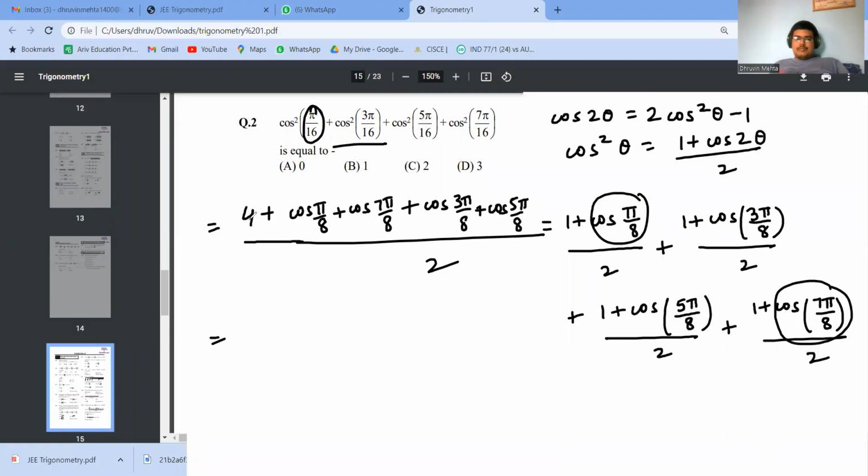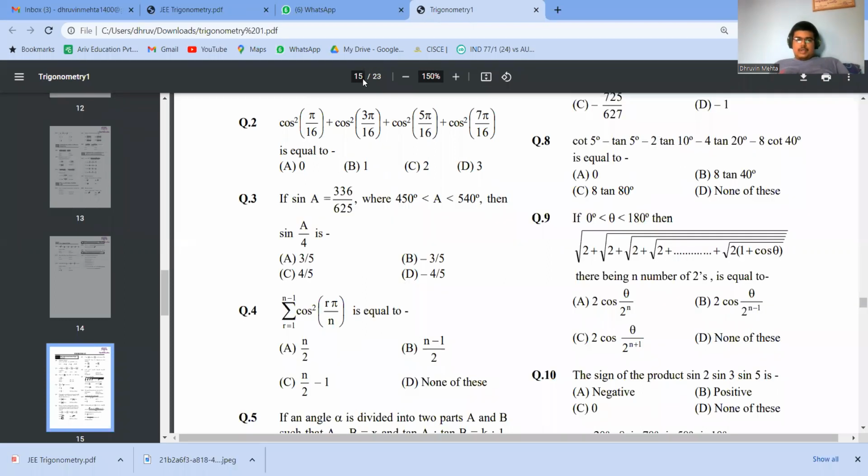This is 4 upon 2, and this whole thing will be upon 2. I'm sure you must be getting this as 0, this also as 0, because you will get cos pi by 2 in both. So 4 by 2, answer is 2. Done. Okay, let us proceed.